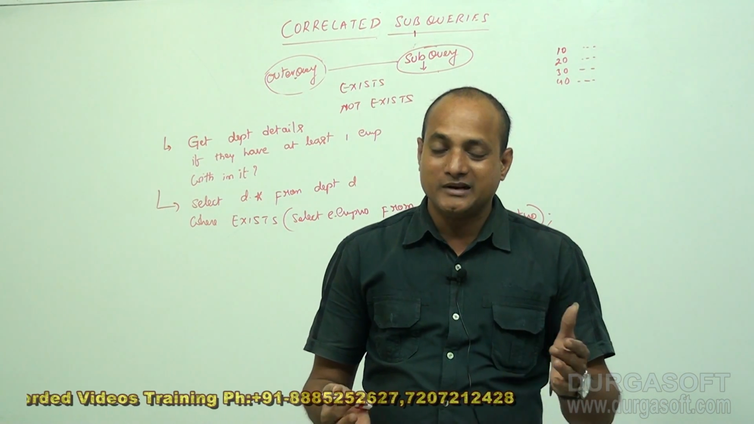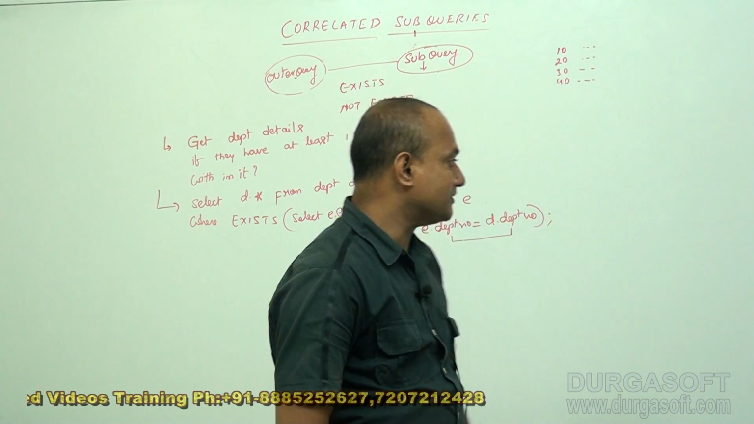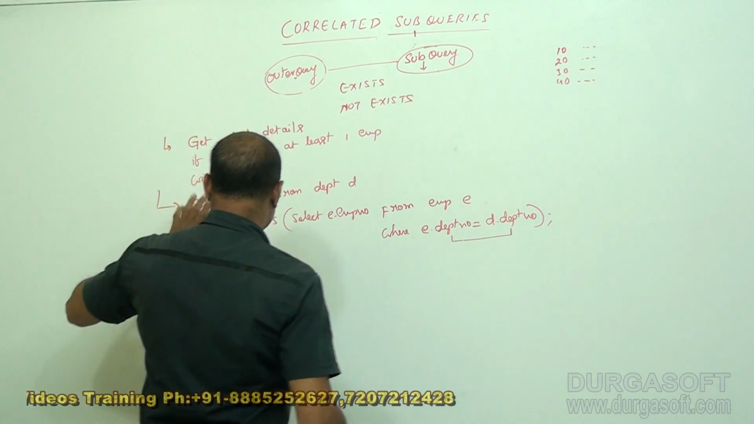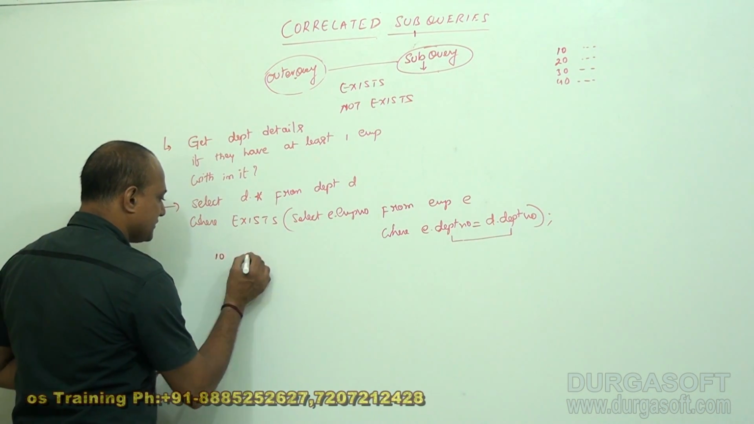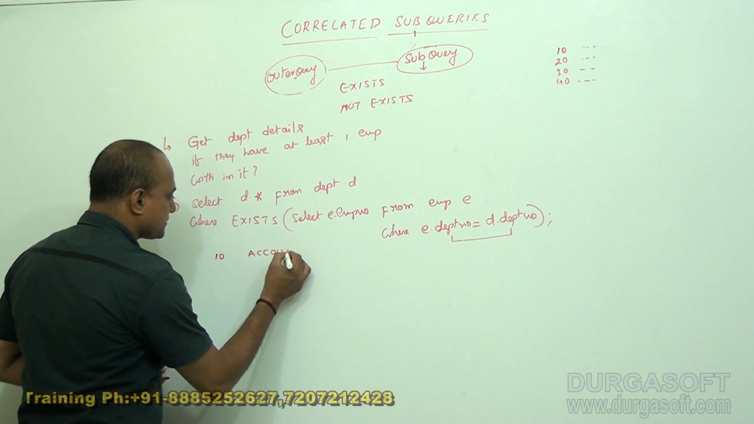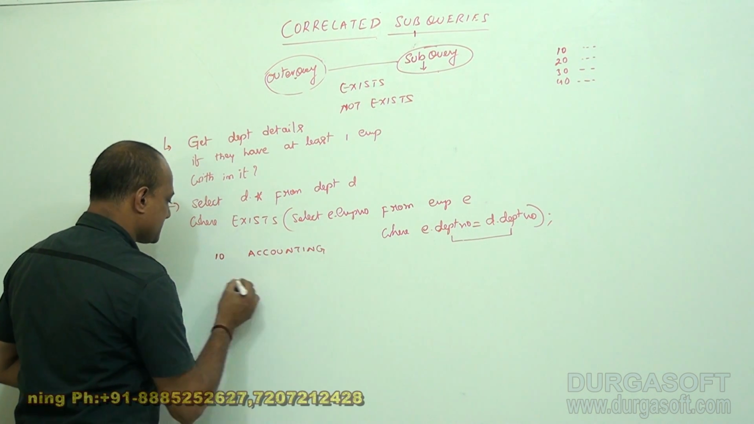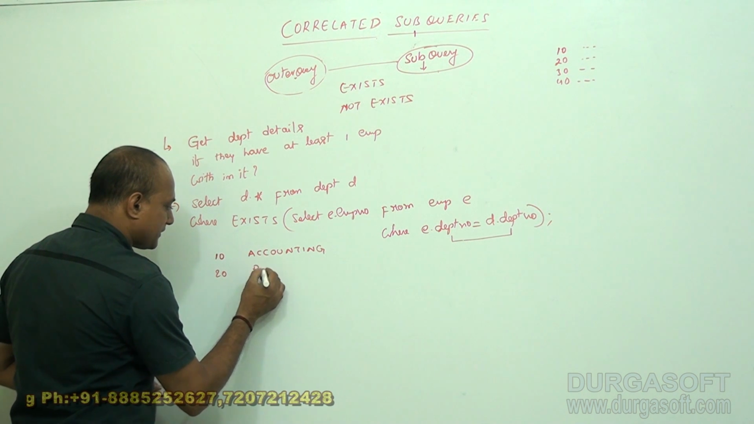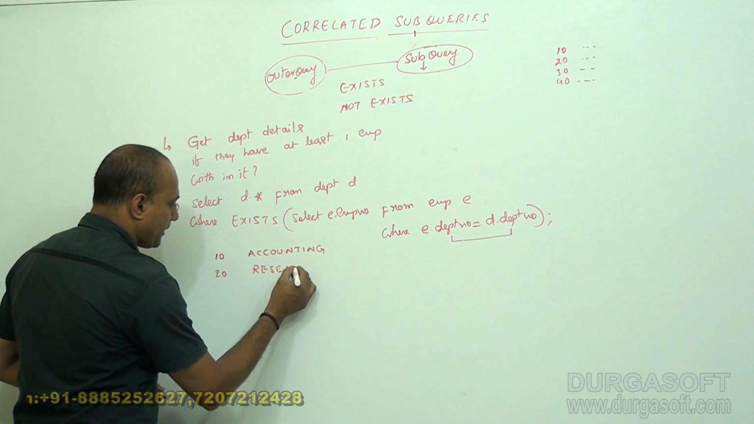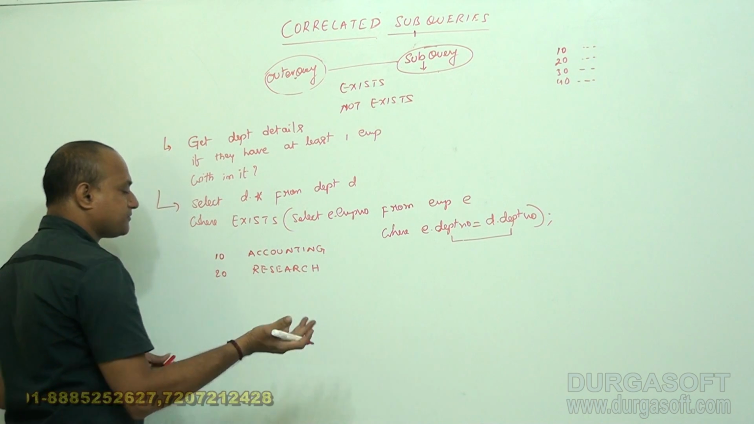So like this, so many scenarios are there. Let us assume under the 10th department you have some employees, under 20 also you have some employees, and under 30 and 40 no employees.